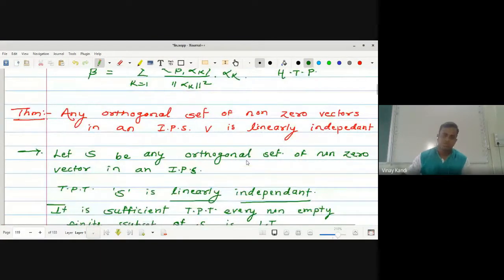So any orthogonal set of non-zero vectors is always linearly independent. Any doubt up to here? No, sir. Any orthogonal set of non-zero vectors in an inner product space V is linearly independent. Okay, so in the next lecture we will see what the Gram-Schmidt orthogonalization process is.